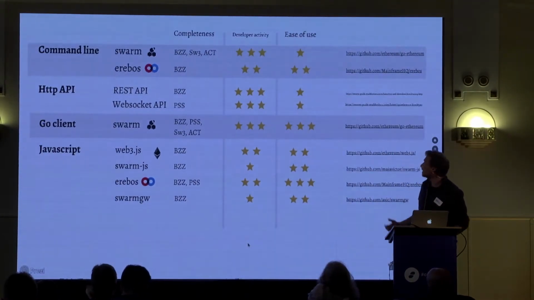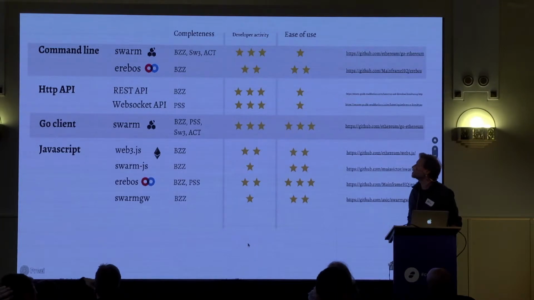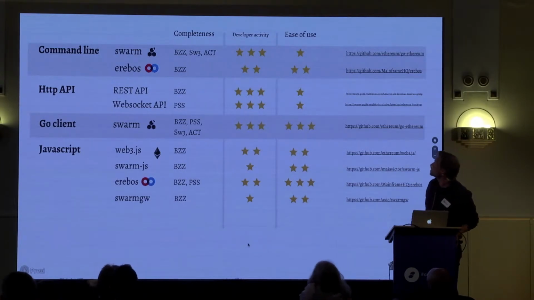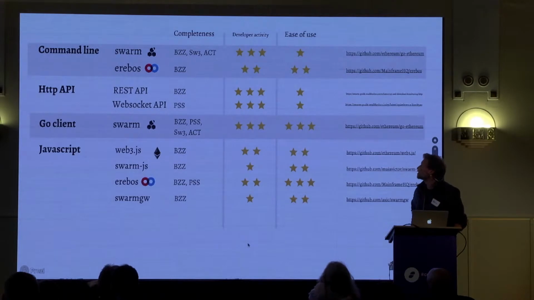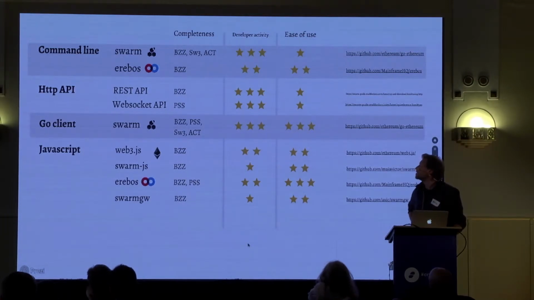And right now, we have many ways to access Swarm. For example, we have the command line, which has the Swarm command line tool, which has every feature that is available except for PSS. But it's not too comfortable to use. There is Erebos from mainframe, which is a bit different in philosophy. But it doesn't support that many features. You have the HTTP and REST APIs and WebSocket APIs. You can access Swarm with that, but that's not too easy to use.